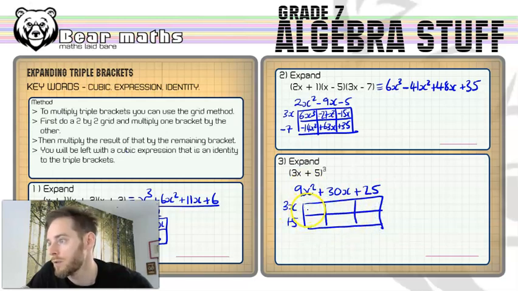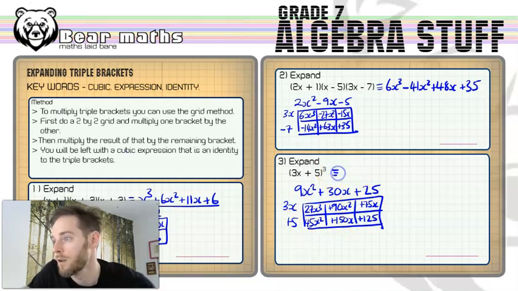So 3 times 9, 27x cubed. 9 times 5 is 45x squared. 3 times 9 is 27, no wait, 3 times 30 is 90, so plus 90x squared. Then we've got 3 times 5, 15, 150x. Then we've got 25 times 3, plus 75x. And then we've got 5 times 25 is 125. So there's our expression sitting in there.